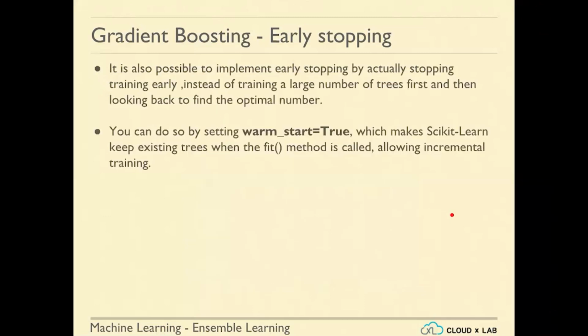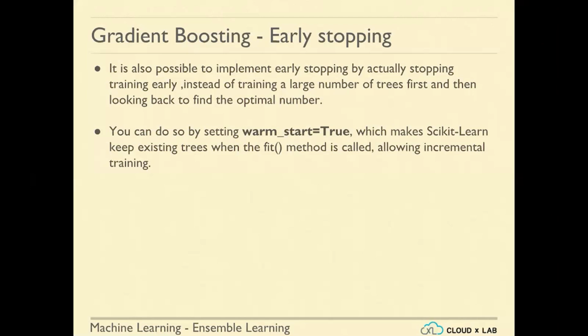Okay, so it is also possible to implement early stopping by actually stopping training early, instead of training a large number of trees first and then looking back to find the optimal number. You can do so by warm_start equals True. Okay, so scikit-learn will keep the existing trees when the fit method is called. I think almost every model that we use has a method called fit.